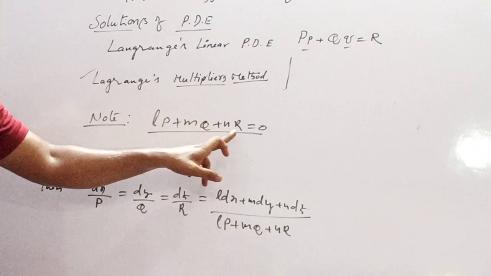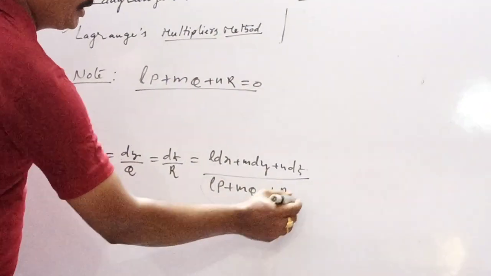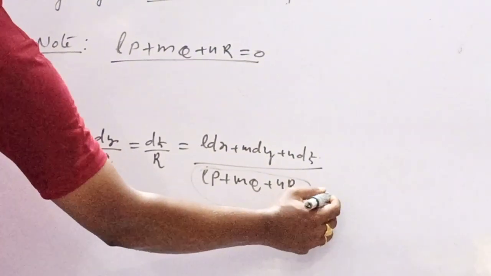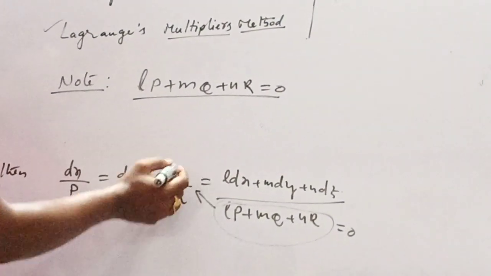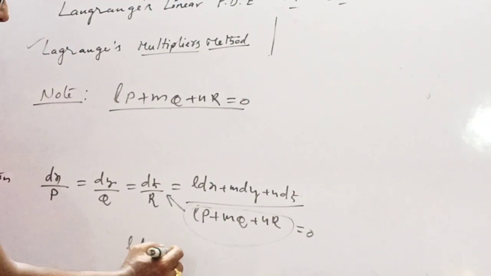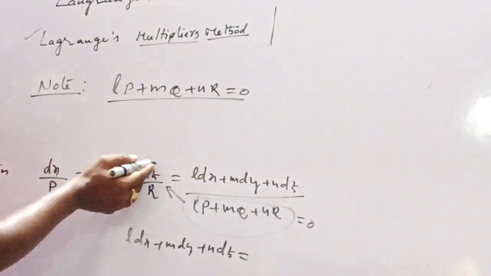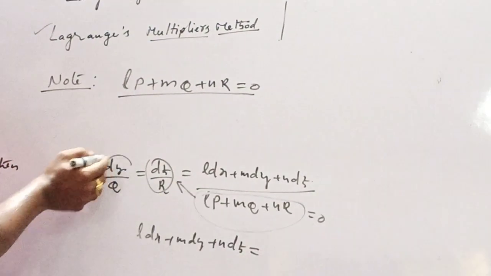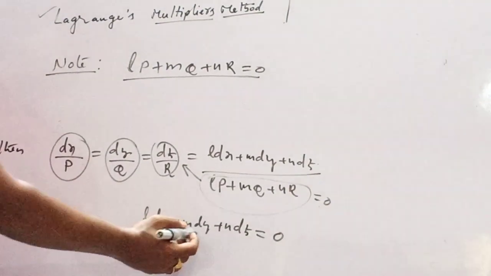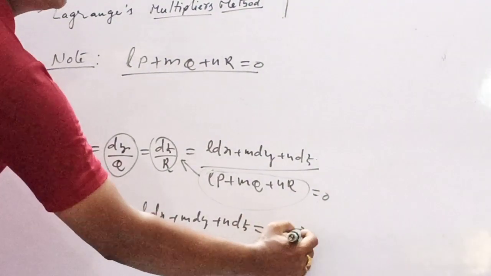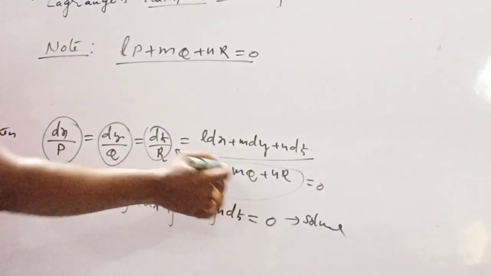Okay, suppose this condition is applicable, this is equal to 0. You observe, in the denominator this is equal to 0, its value is 0. So this by 0, so take cross multiplication. So lDx plus mDy plus nDz equals 0 into this value, or 0 into this value, or 0 into this value, equal to 0. So lDx plus mDy plus nDz is soluble. It is soluble, so taking integration on both sides, it is soluble.